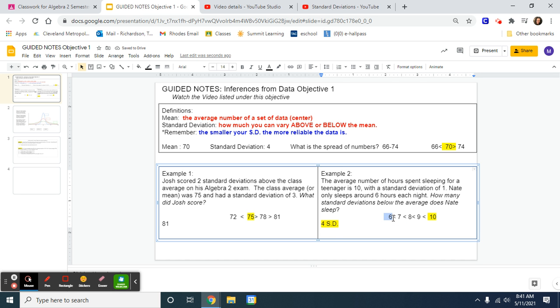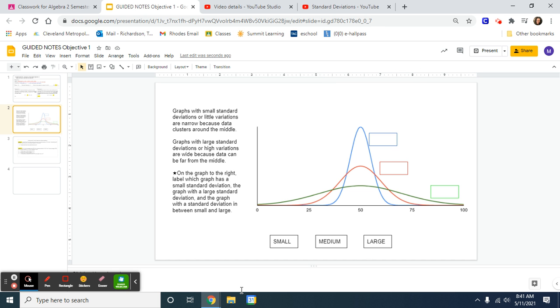So he's like an outlier. You know, if the average is 10, he's kind of an outlier for this age group. Okay. Let's go to slide 2.